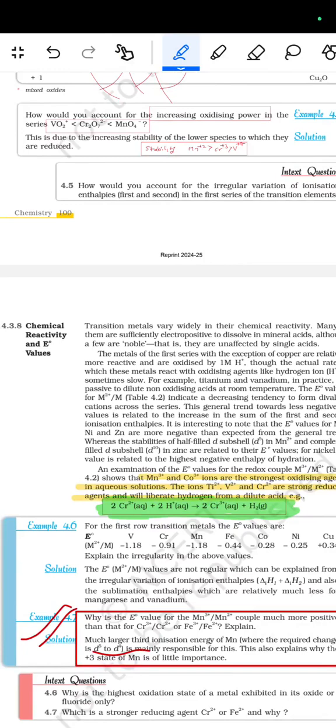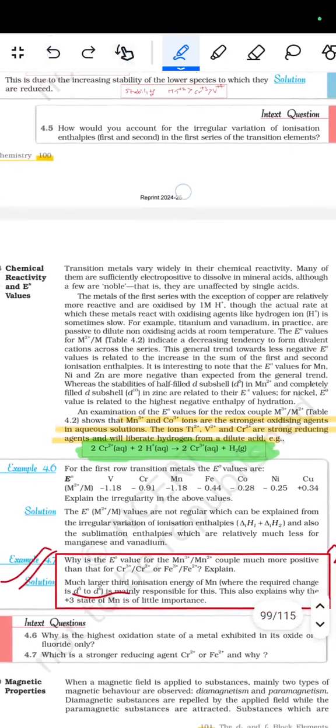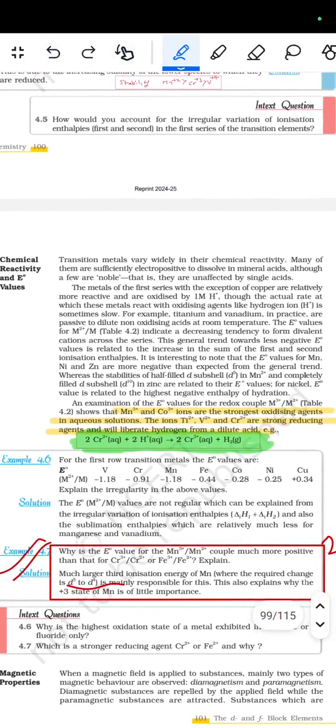This is due to the increasing stability of the lower species to which they are reduced. Stability Mn2+, Cr3+ और V4+ इस प्रकार से आता है stability. फिर इंटेक्स क्वेश्चन है कि how would you account for the irregular variations of the ionization enthalpy, first and the second, in the first series of the transition elements.